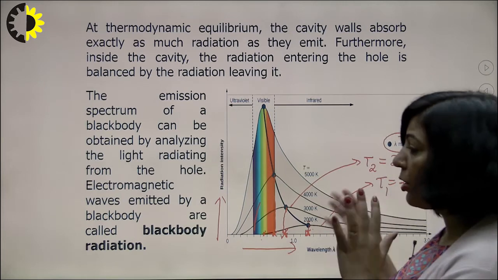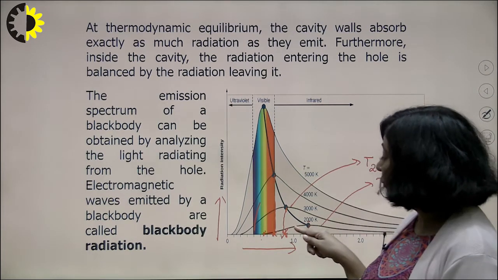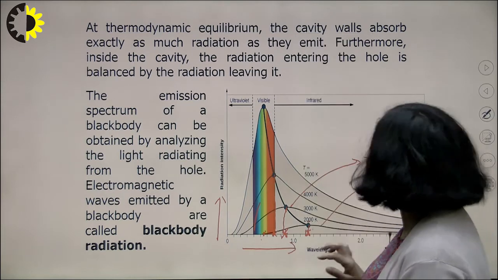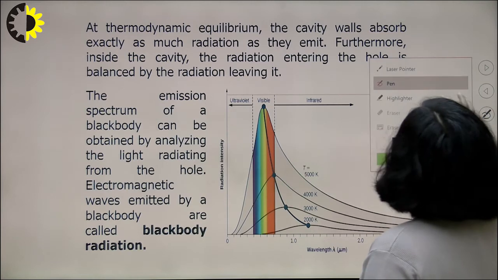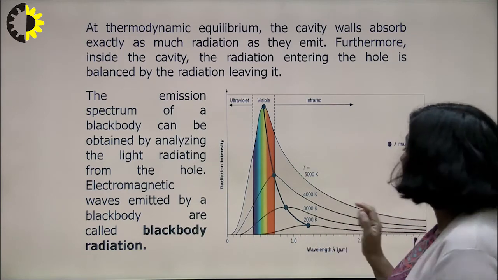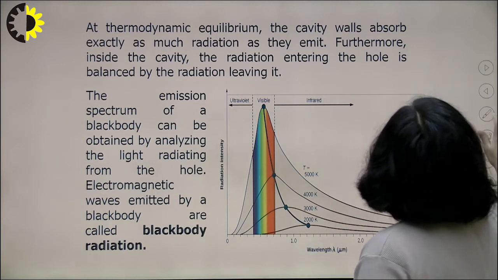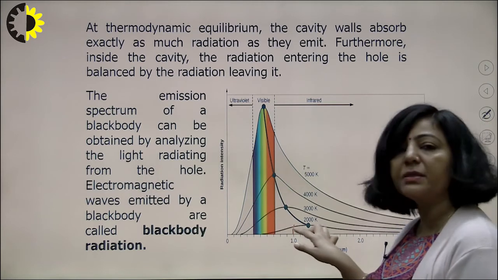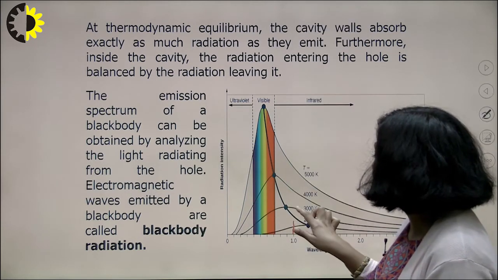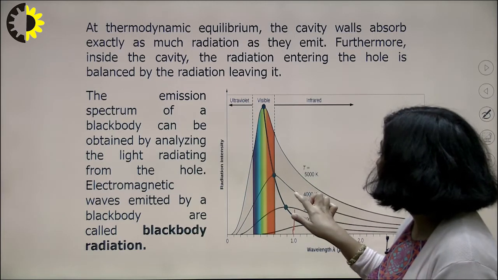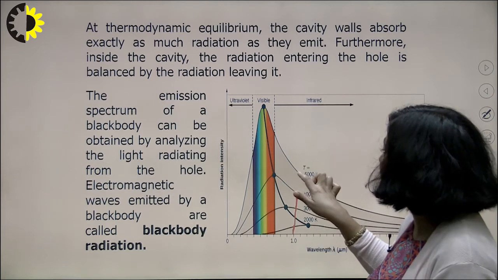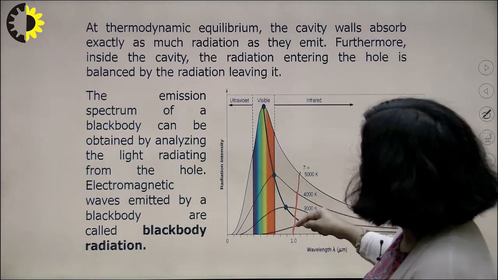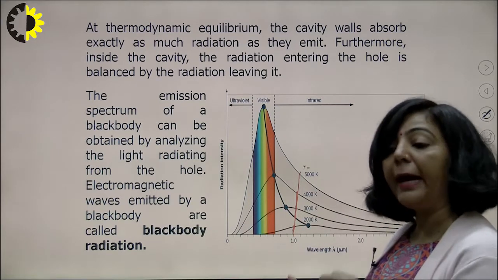Now the next point, which is again a general observation of this particular graph. If you look at the temperature 2000 Kelvin, then at this particular wavelength of 1 micrometer, this is the energy or intensity of radiation. Now for the same wavelength, at temperature 3000 Kelvin, this is the intensity, at 4000 this is the intensity, and at 5000 this is the intensity. So what can you conclude from here? With the increase in temperature, the intensity corresponding to each and every wavelength will also increase.